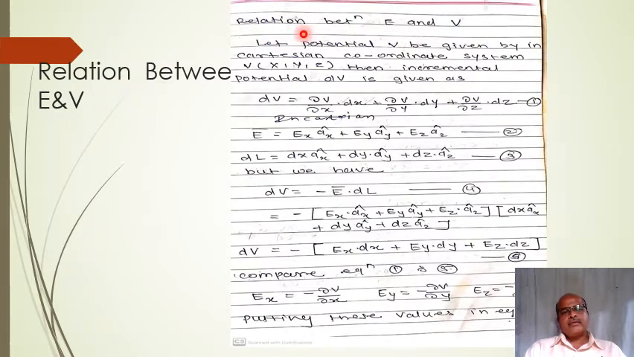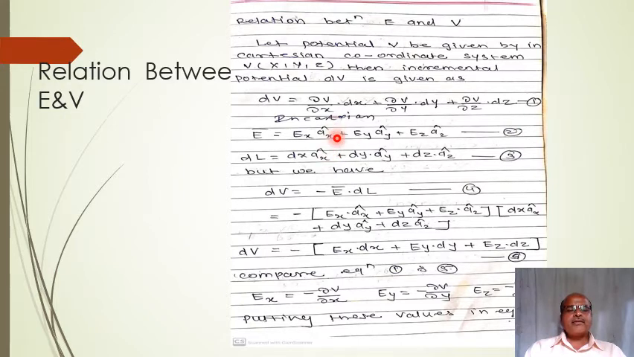Next, the relation between E and V. This is a very simple derivation and you can derive it easily. Let potential phi be given in the Cartesian coordinate system as phi of x, y, z, where point P is located at x, y, z. Then the incremental potential dV is given as dV is equal to delta V by delta x dx plus delta V by delta y dy plus delta V by delta z dz.